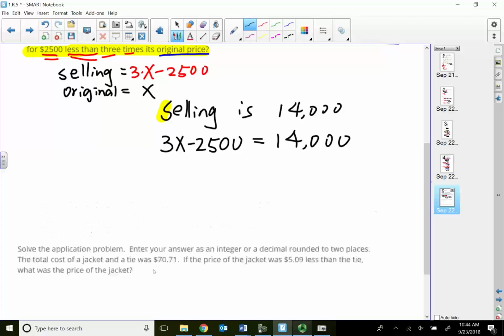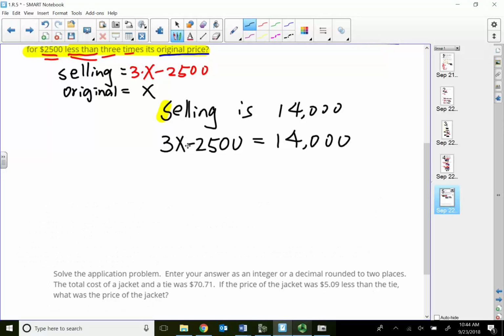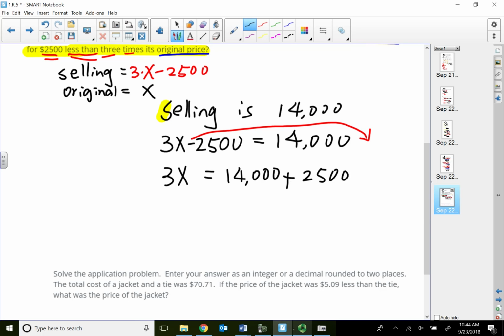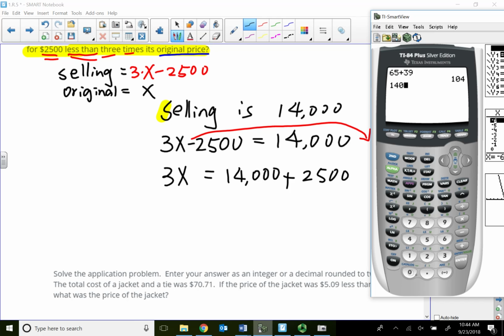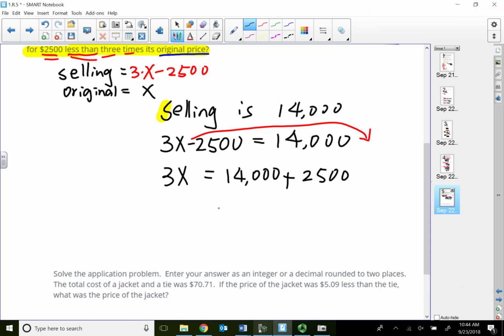All right, let's solve this real quick. My only variable term is 3x, so let it stay on the left side. Move the 2,500 over. So that's 3x, still 3x, equal to 14,000. Negative 2,500 comes over and becomes positive. So 14,000 plus 2,500 is 16,500, equal to 3x. Divide both sides by 3.